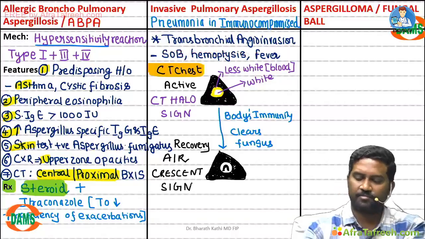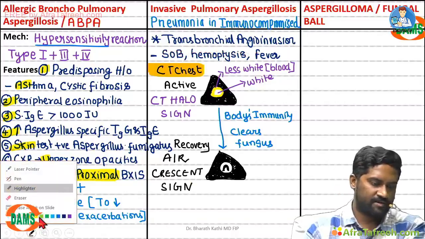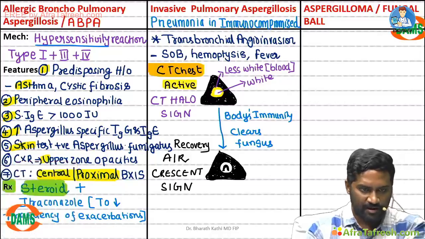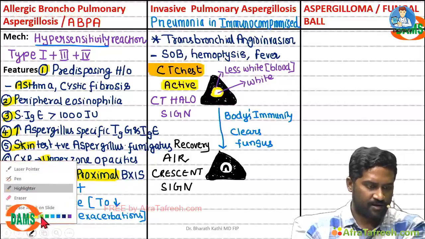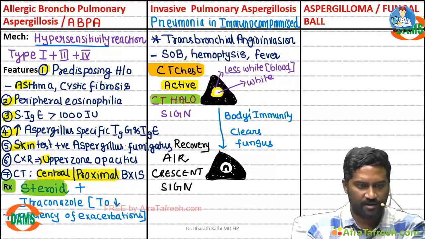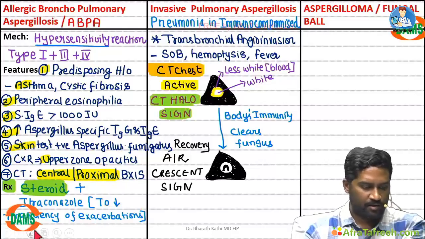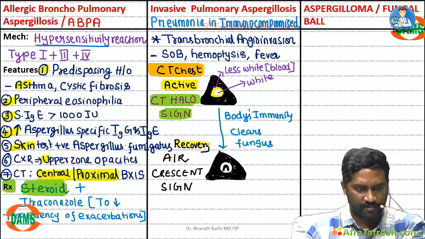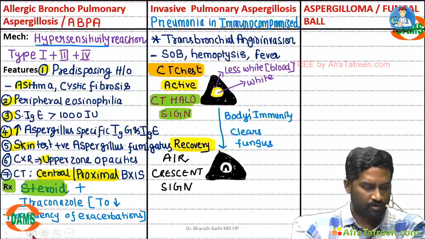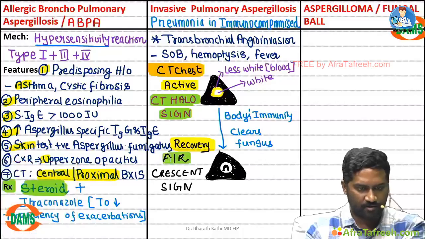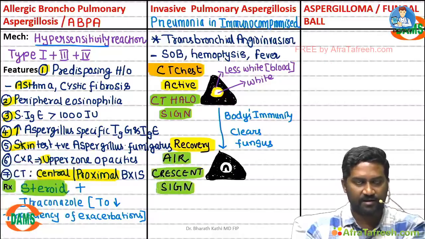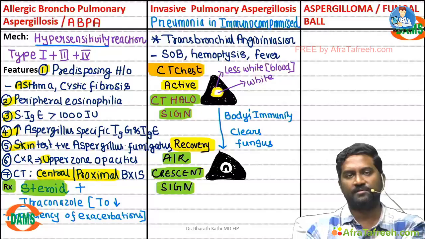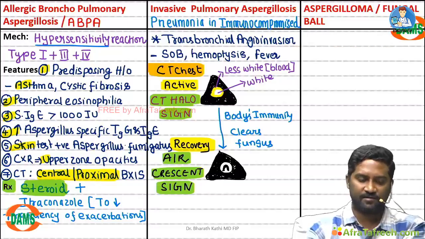So very important, students. On the CT chest, during the active phase of the disease, what do you notice? The sign is called the CT halo sign. In the recovery phase, what do you notice? The sign is called the air crescent sign. Once the fungus is cleared, air reappears, and this air looks like a half moon shaped structure. It is called the air crescent sign.